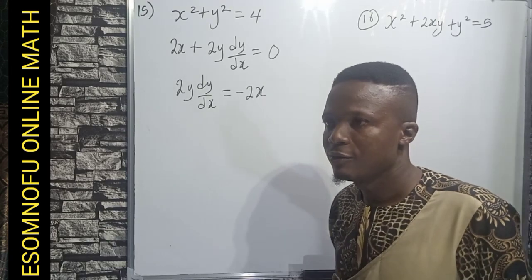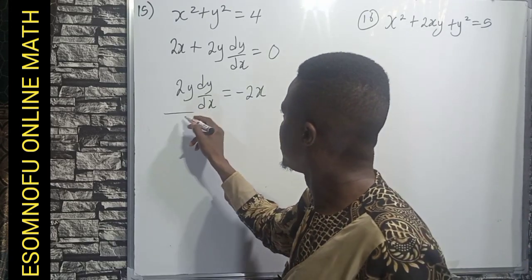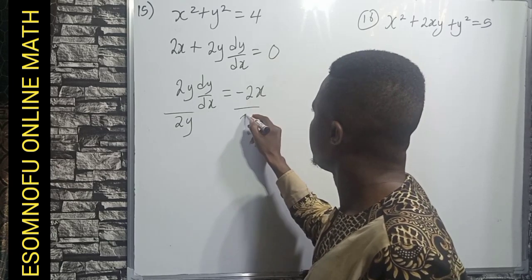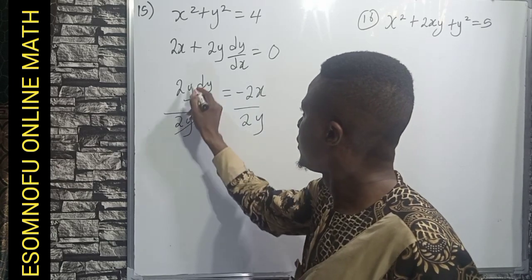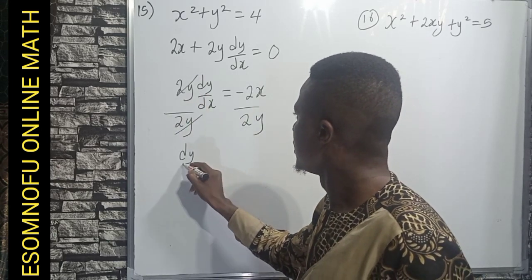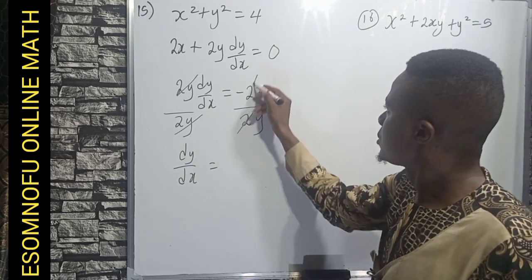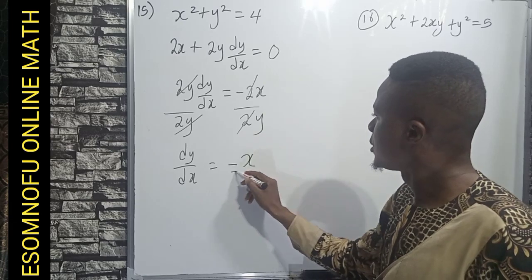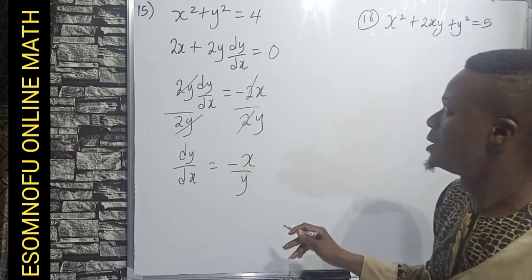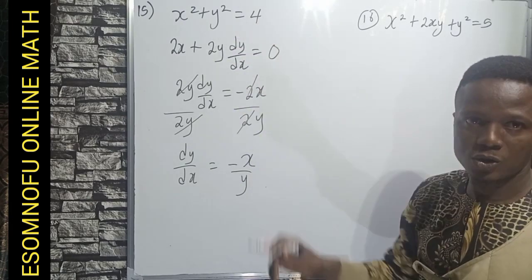So to get the value of dy/dx, I will divide both sides by 2y. 2y will cancel 2y. I will now have dy over dx is equal to, from here 2 we cancel out, we have -x all over y. So this is the derivative of this particular function here.